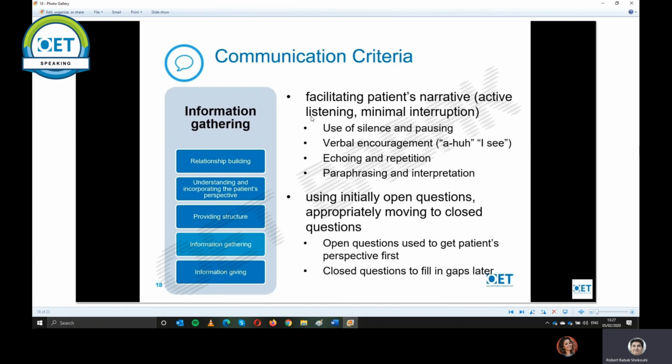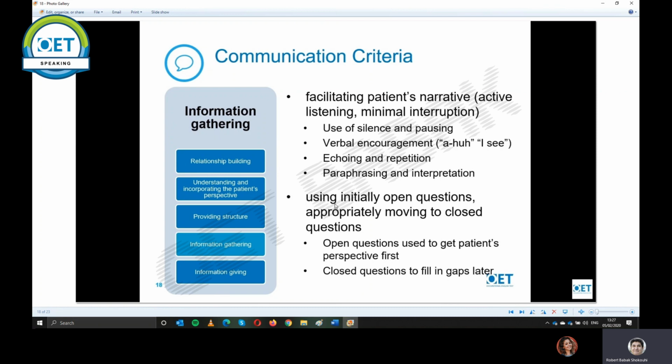Facilitating the patient's narrative: active listening, minimal interruption. So basically this says when the patient is talking at the beginning of the consultation, don't interrupt them. Just be quiet and pause, or say, okay, I see. Echoing a repetition: okay, right, chest pain 3 days, okay. Paraphrasing and interpretation. Sometimes you say this back to the patient. You say, so you mean that the chest pain was always there, it was constant, it didn't come and go? And they say yes. Okay.